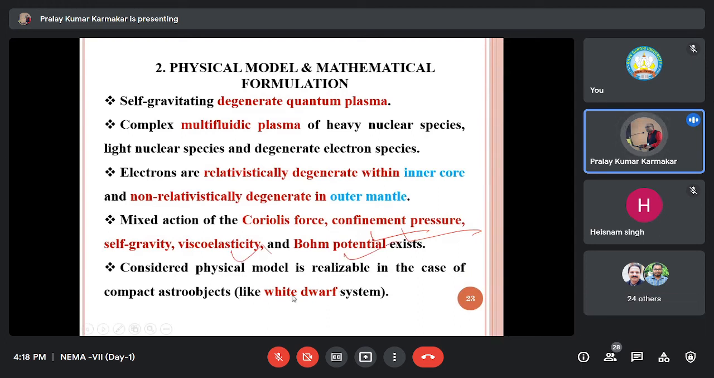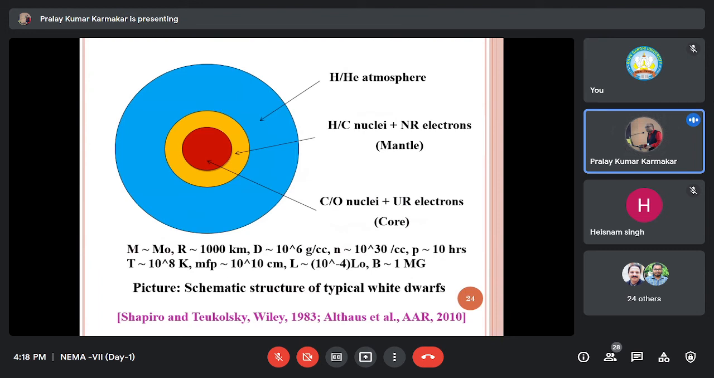The situation is modeled keeping in mind the core and mantle region of a spherically symmetric white dwarf. So this is the schematic picture we are considering, and we will consider only this central region, the core and mantle. As per this, relativistic and non-relativistic electrons will be considered separately.